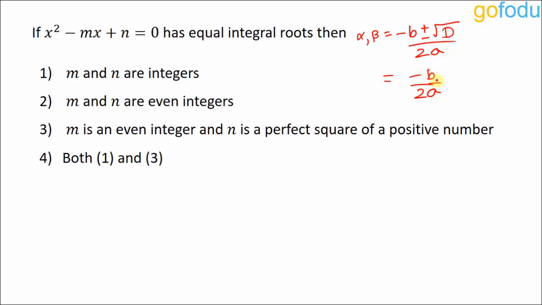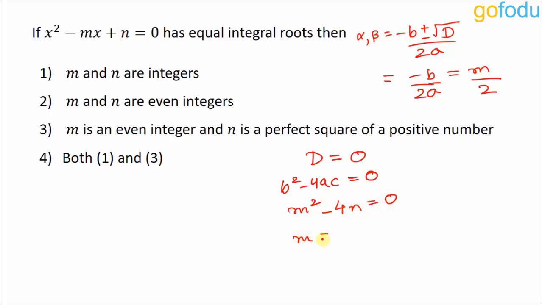If we put the values, b here is actually minus m. So this is a minus minus plus, that is m upon 2, since a is 1 here. Both the roots will come out as m upon 2 when discriminant is 0. That means b square minus 4ac is 0. Substitute the values. b square is minus m square, that is m square, minus 4, a is 1 and c is n, so minus 4n is equal to 0. So m will come out as plus minus 2 root n.